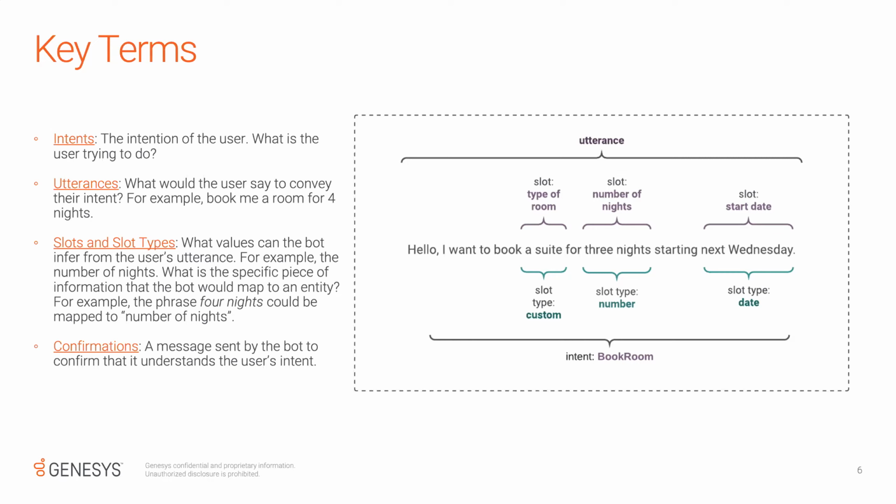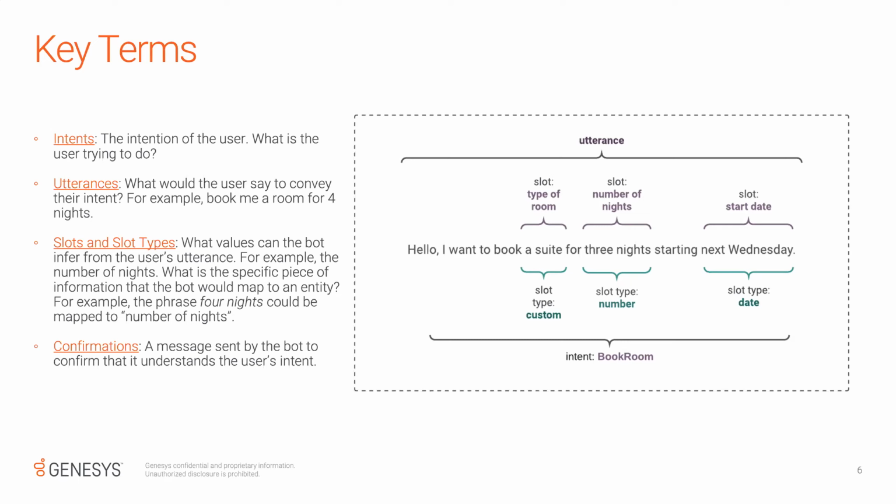Some might have suites, some might have double suites, some might have penthouses, whatever. So the room type is a custom type that's defined within the bot definition. But the number of nights is just a number. It's a built-in type of a number. The date you want to book the room is just a date. So that's also a built-in type. So you can have built-in types and you can have custom types.